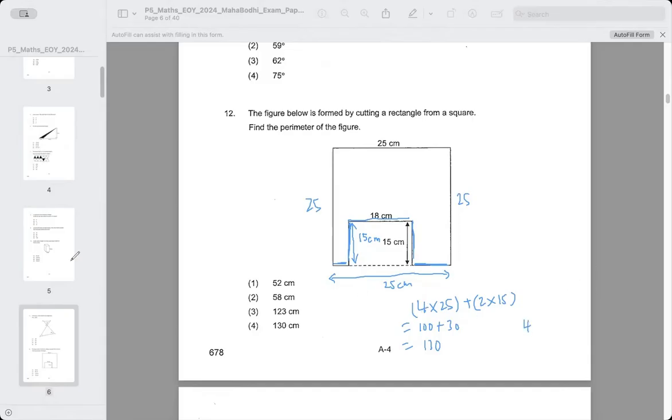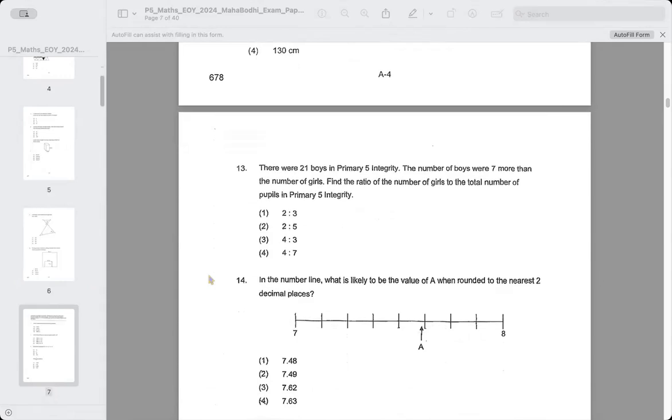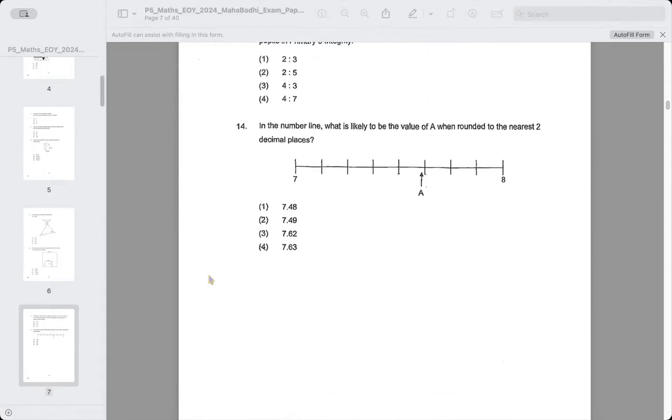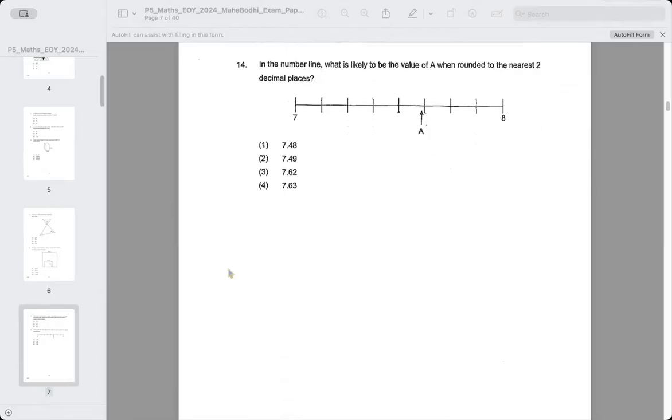Okay, then with this, let's move on. Question 13 is a ratio question, which is not in the syllabus, so I will skip it. Then we look at question 14.